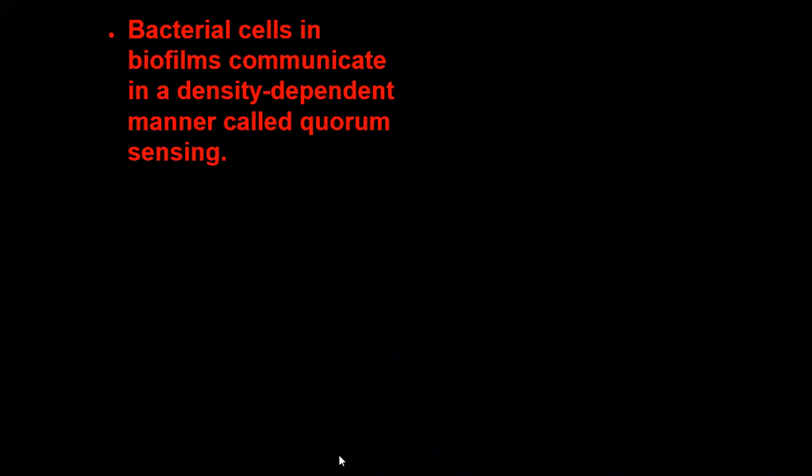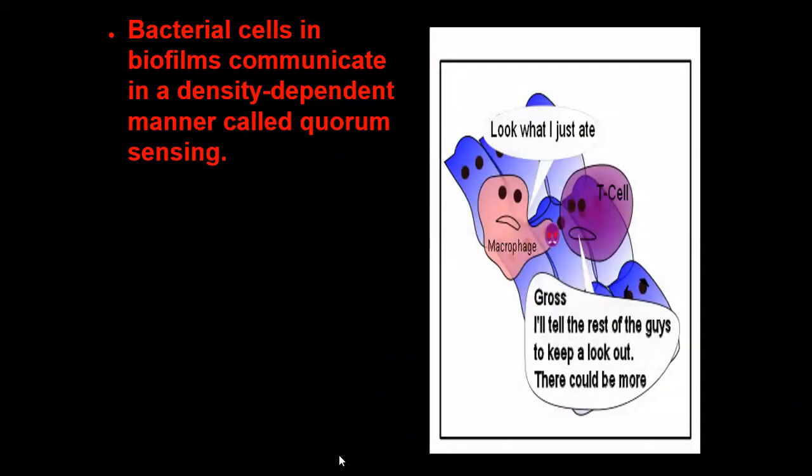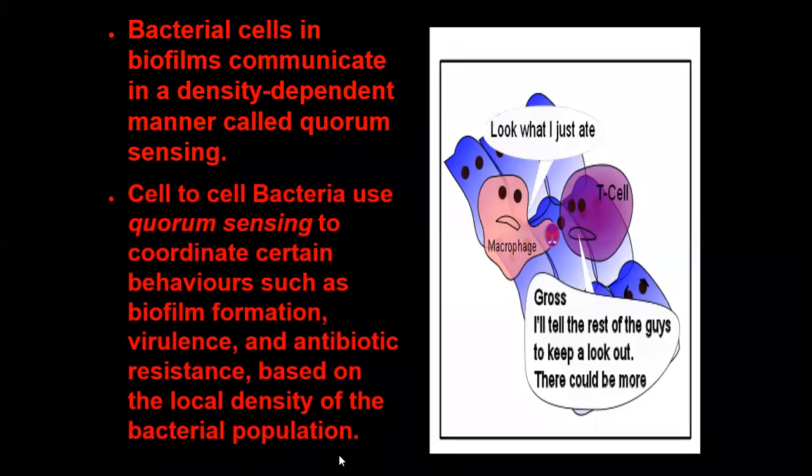Bacterial cells in biofilm communicate in a density-dependent manner called quorum sensing. I've explained that before. This is an animation that shows you what I'm talking about. Bacteria use quorum sensing to coordinate certain behavior, such as biofilm formation, virulence, and antibiotic resistance, based on the local density of the bacterial population.